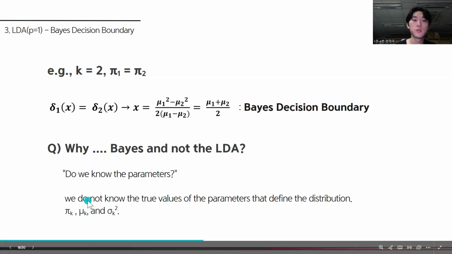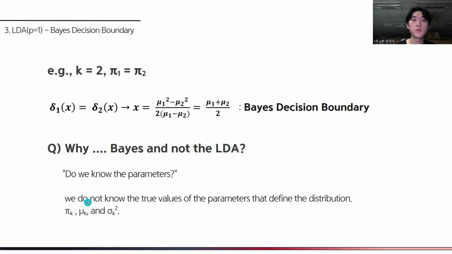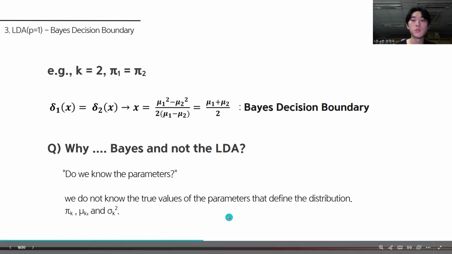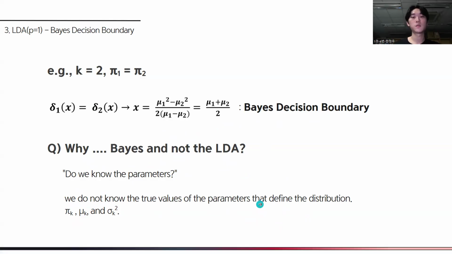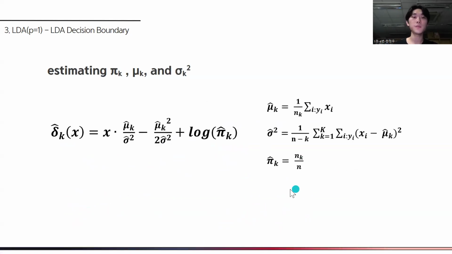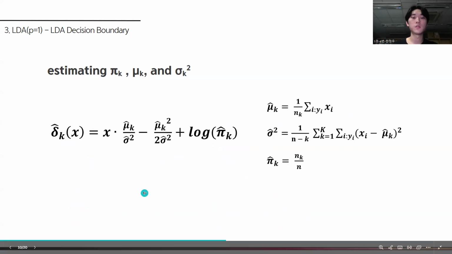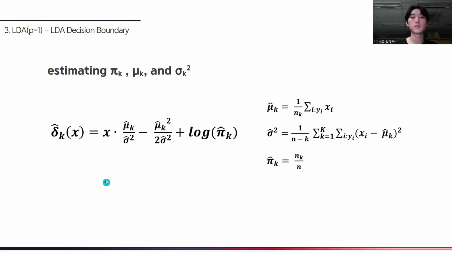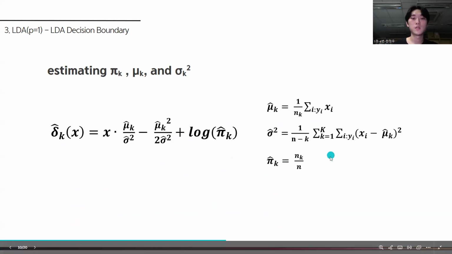We assume the distribution is Gaussian for LDA. However, we do not know the true values of the parameters that define the distribution: mu k, pi k, and sigma squared. The decision boundary defined by the true parameter values is the ideal optimal boundary. That is why we call it the Bayes decision boundary. Since we do not know the true parameters, we must find estimates for pi k, mu k, and sigma squared. These are the equations for estimating the parameters.